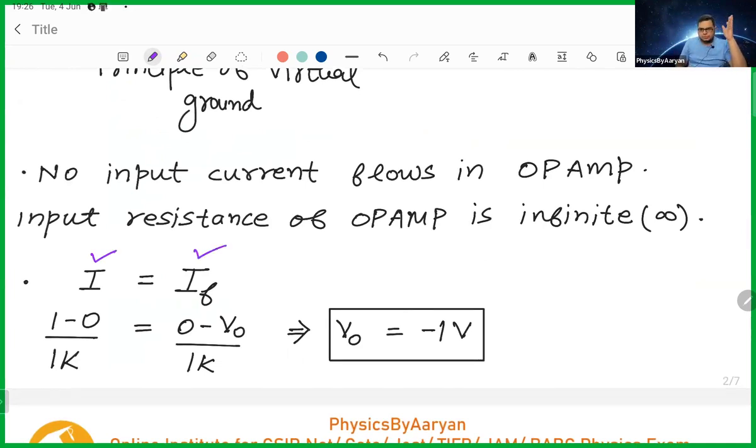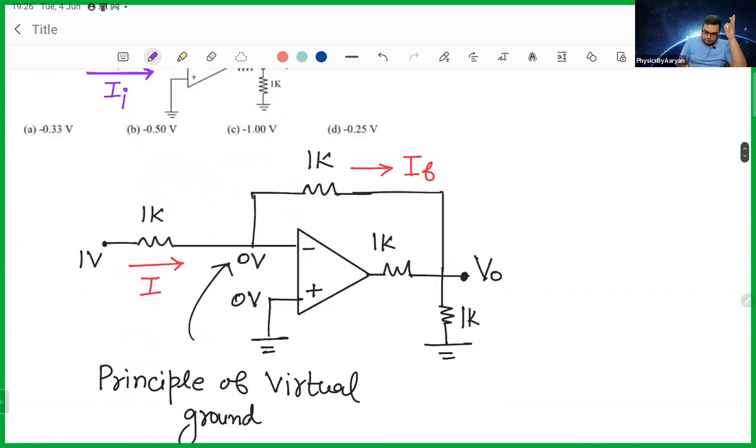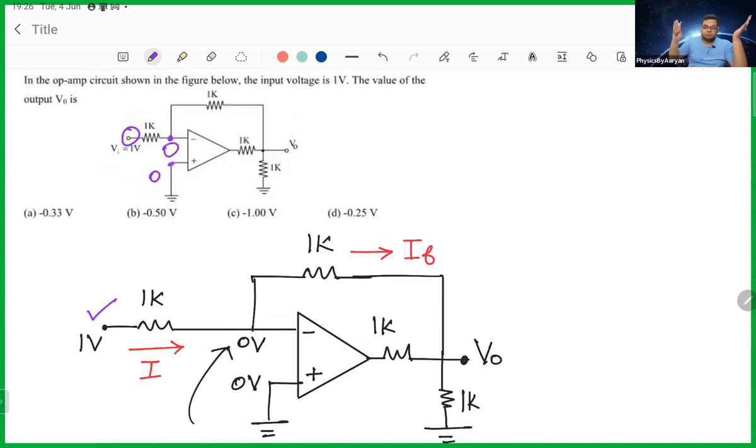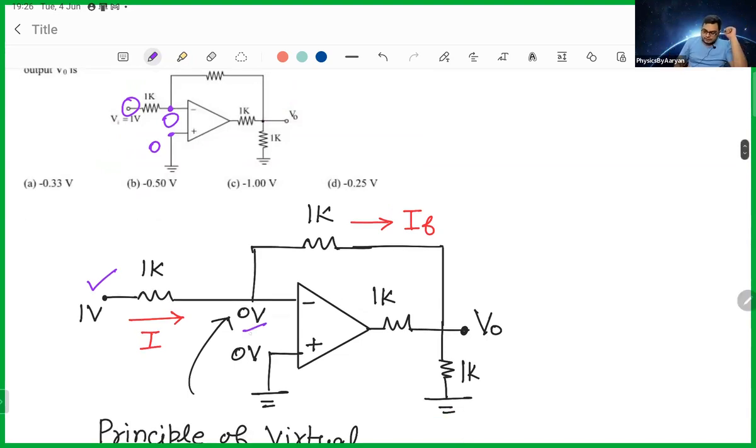Now let's do the simple maths. Let me remove all of this. The voltage at this point is 1 volt. Voltage at this is 0. So if this is 0, then this is also 0. The principle of virtual ground: both the inputs should be at the same voltage. So voltage at this point is 0. And this point is V output.